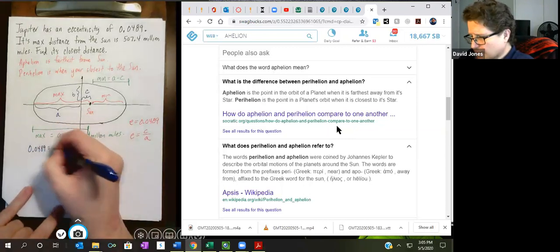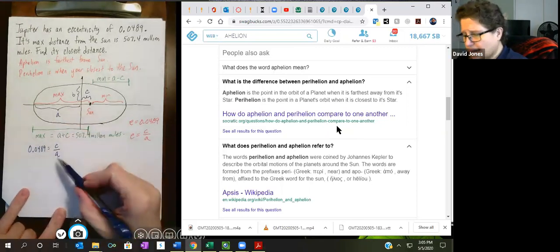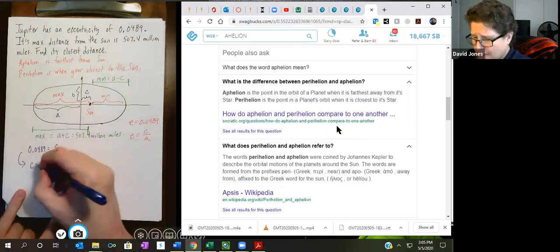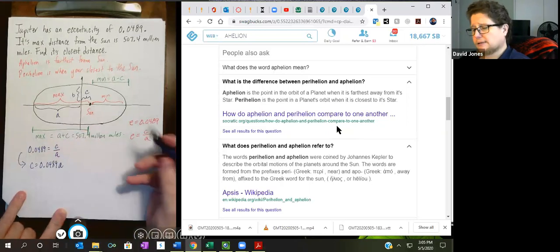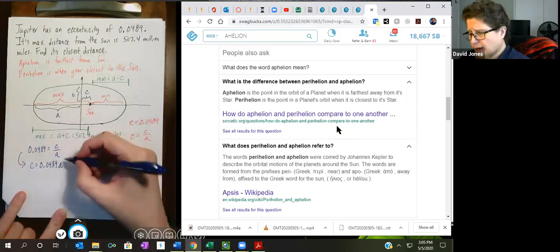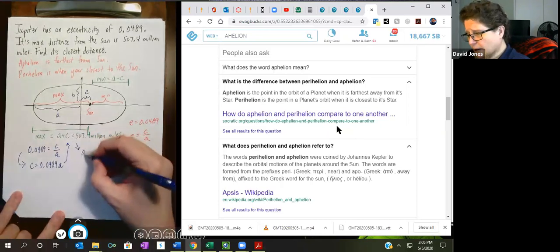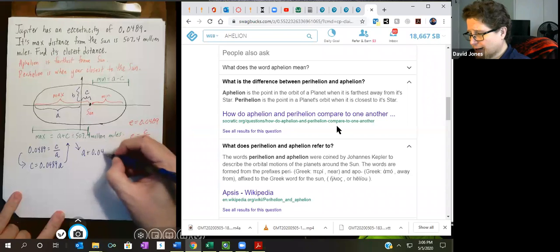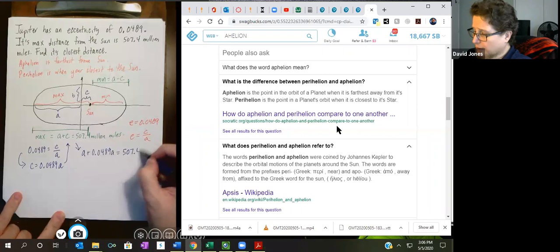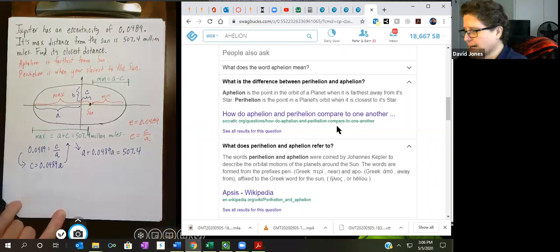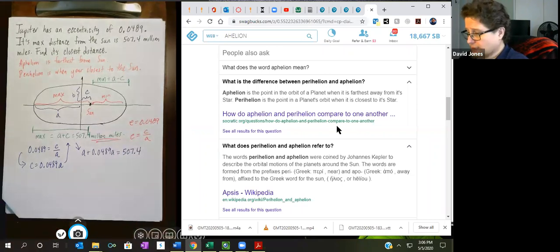0.0489 equals C over A. And if I multiply both sides by A, I get C equals 0.0489 A. I can take that and plug that in right there. And I get A plus 0.0489 A equals 507.4. We'll leave off the million miles. Let's not forget about it. It needs to go back in later on. Those are our units.